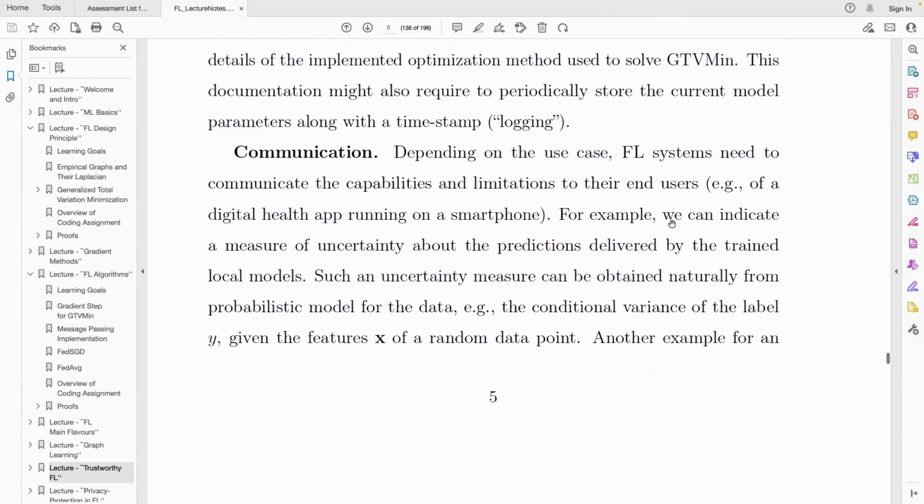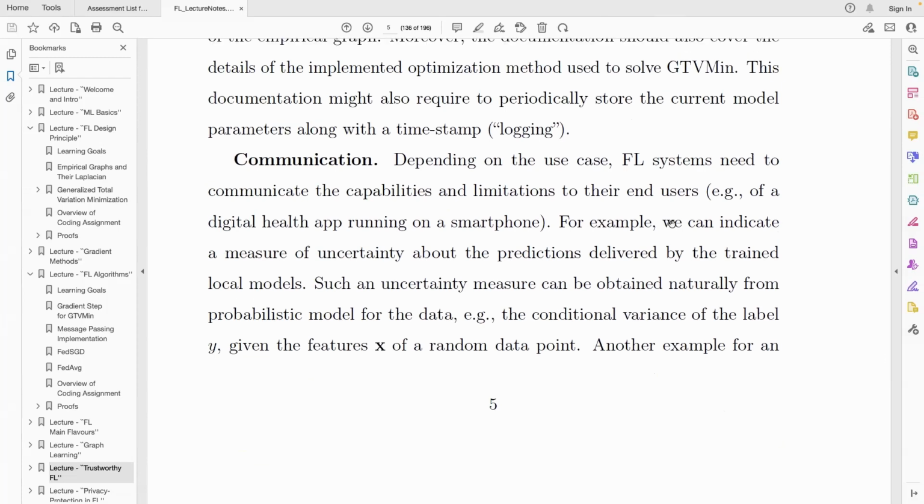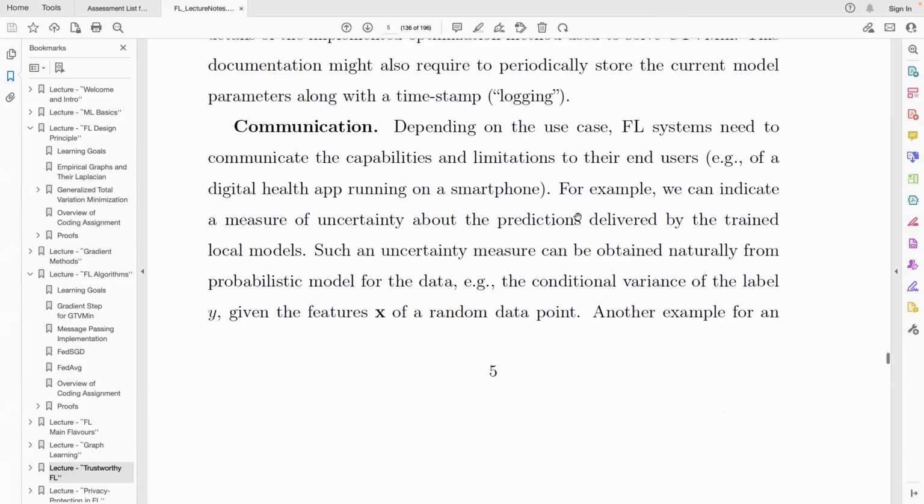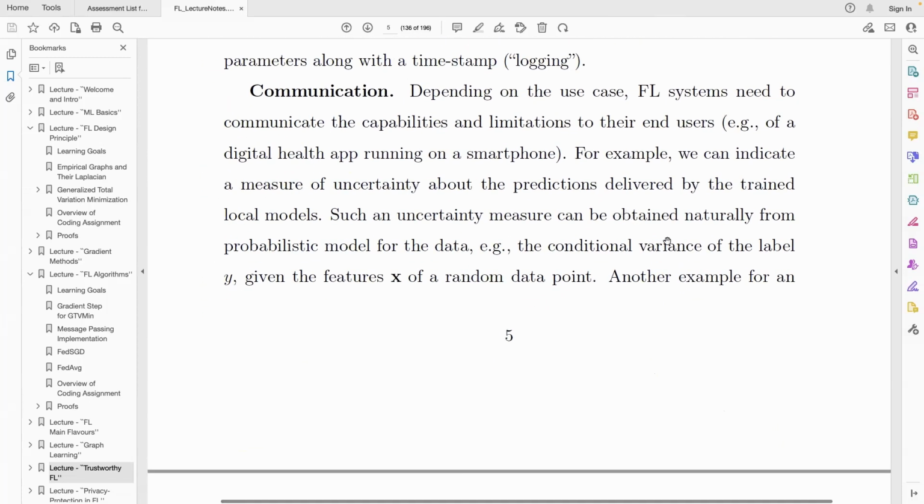Yes, communication. This depends on the use case. But you should maybe also inform users about limitations of the system. So provide some measure of uncertainty about the prediction.